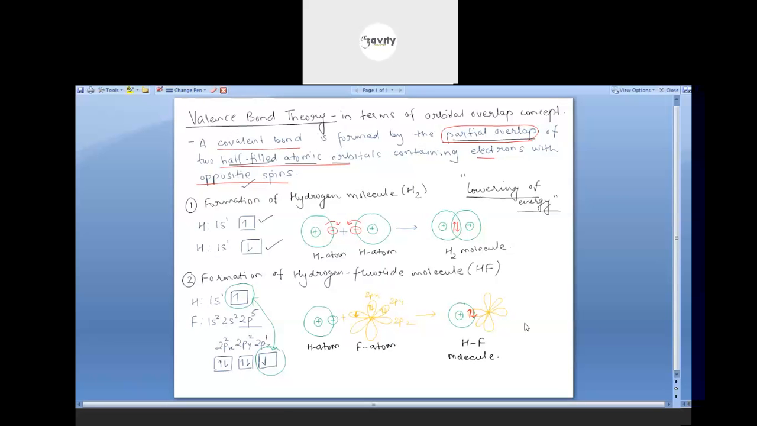So this is what this concept says, that the orbitals of the atoms are supposed to overlap with the electrons in opposite spins, and they should be half filled, then only they can undergo overlapping and form the covalent bond.